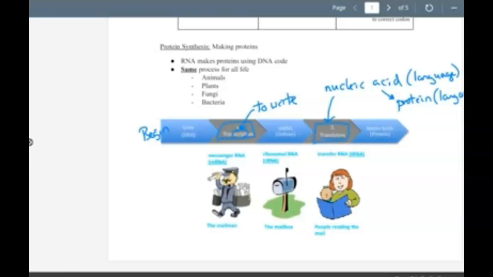That's awesome. So again, we're going to think of messenger RNA as kind of like a letter. The ribosome is like a mailbox. And the people reading the letter are kind of like the tRNA. So let's continue on. Does anybody need more time? Samantha, you good? Brandon, you good? Okay. Here we go.